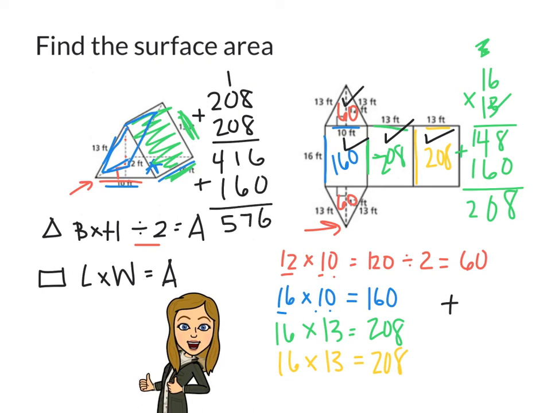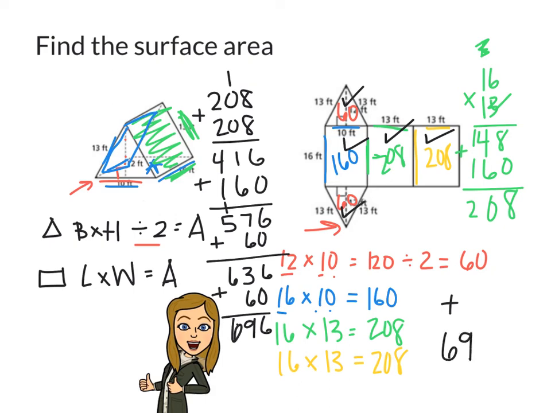Now I'll add one of the triangles, so plus 60. Get 6, 7 plus 6 is 13. Carry the 1, 5 plus 1 is 6. And finally, the last triangle face. Add that last 60. And I find my final answer. Whew! So altogether, this triangular prism has a surface area of 696 feet squared.